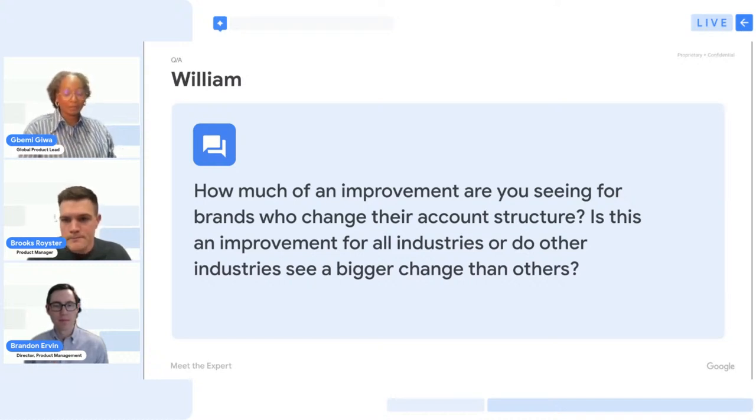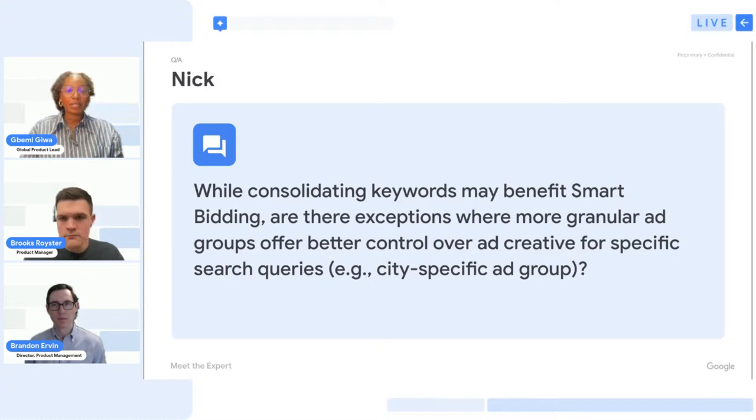Yes, thank you, Brooks. We're really excited for a lot of these resources, and we'll have some additional case studies along with the Bond Pre one that we shared earlier. So I think the next question is also for you. While consolidating keywords may benefit smart bidding, are there exceptions where more granular ad groups offer better control over ad creative for specific search queries? For example, city-specific ad groups.